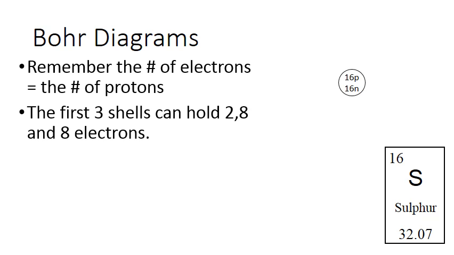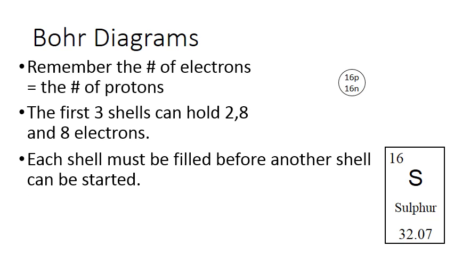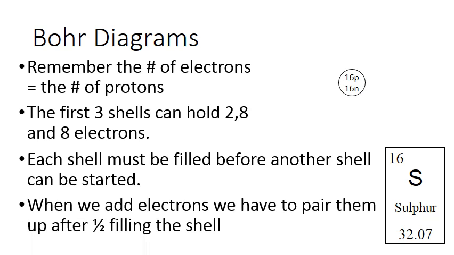And we put them in orbits or shells, and the first three shells can hold 2, 8, and 8 electrons. And each shell must be filled before another shell can be started. So we need to start with the first 2 in the first shell and then add 8 in the next shell, etc. And one last point, when we add electrons we have to pair them up after half filling the shell. So let's get started.